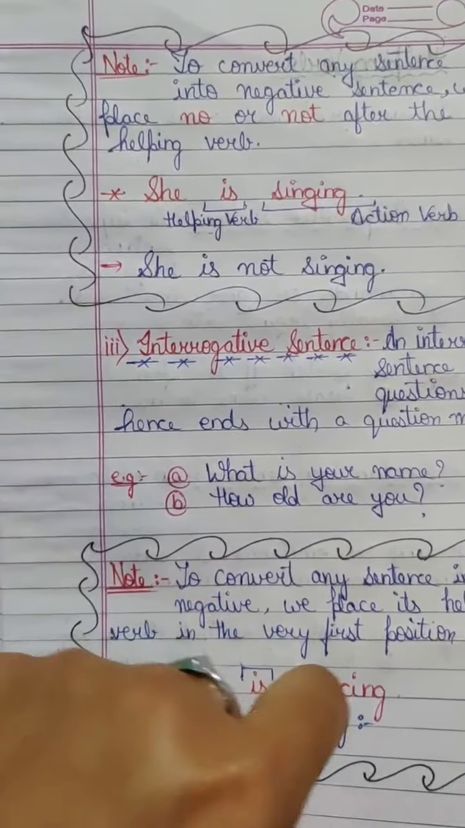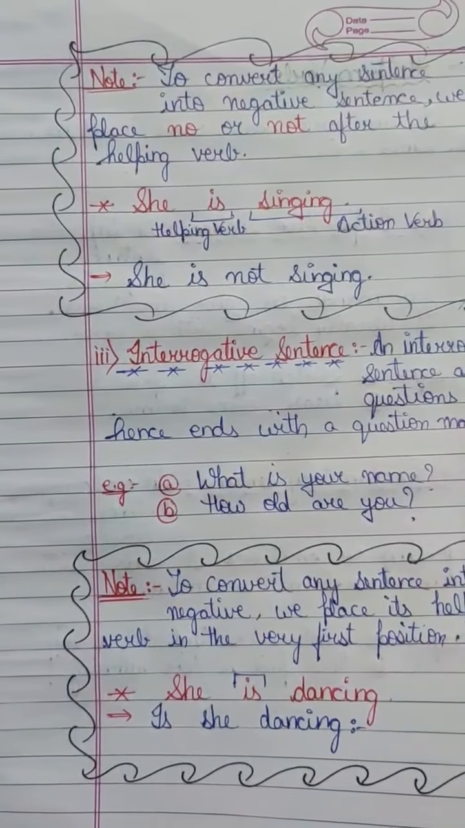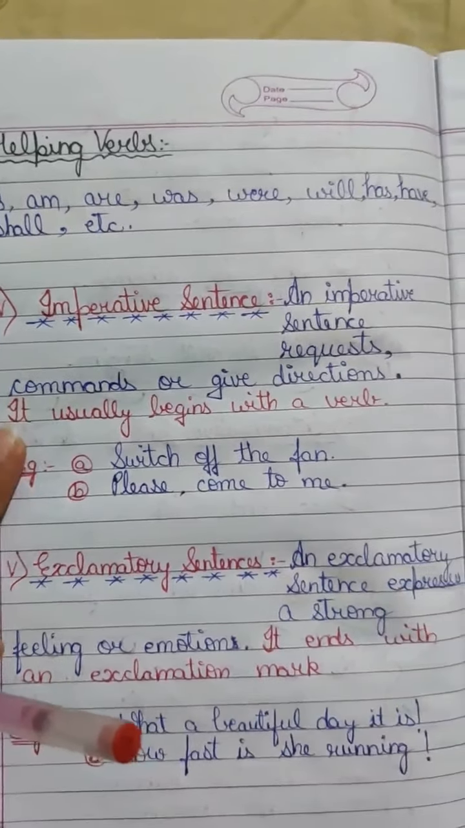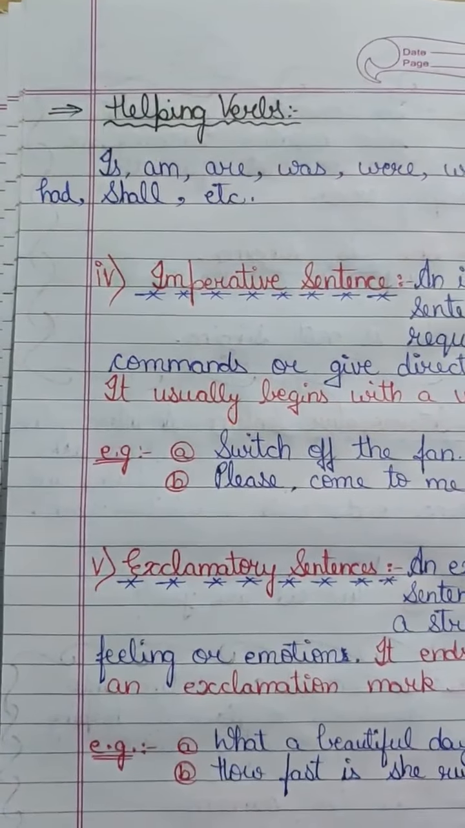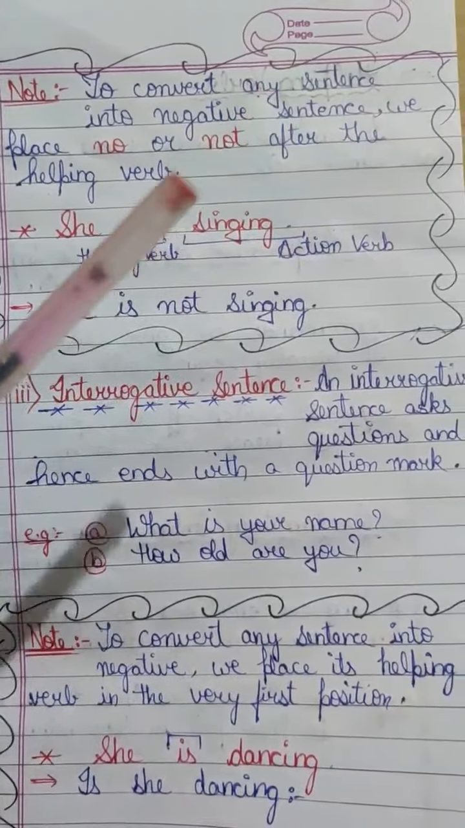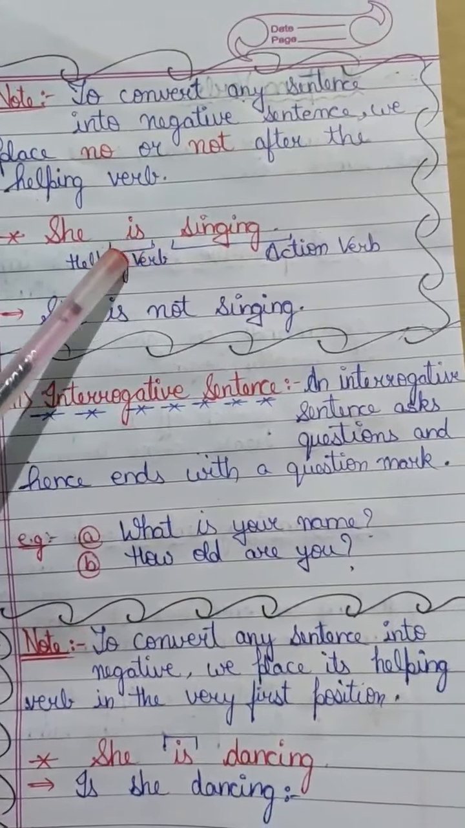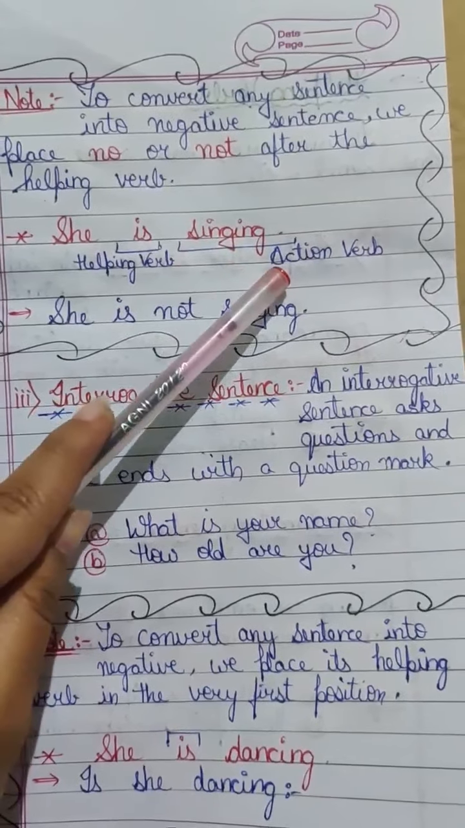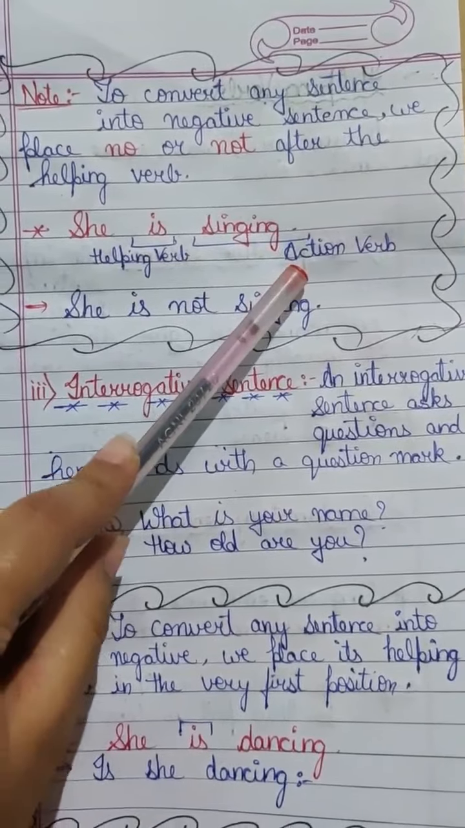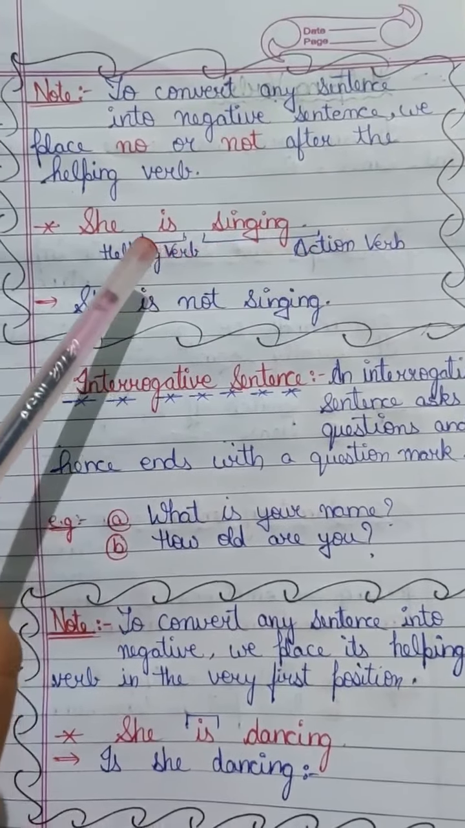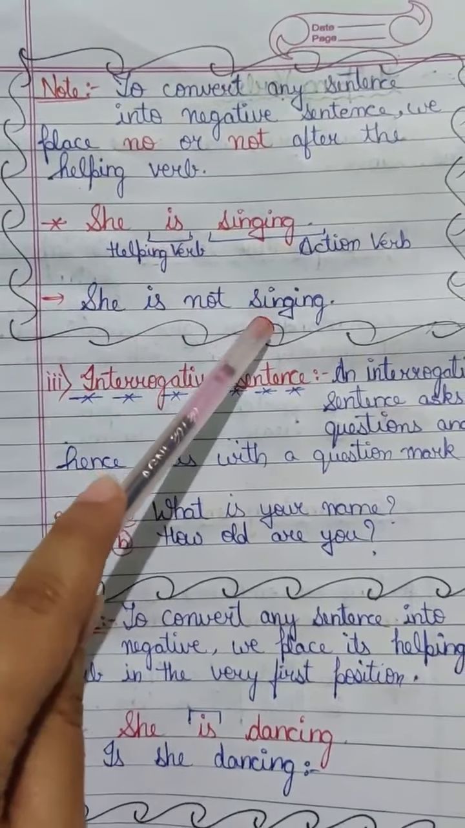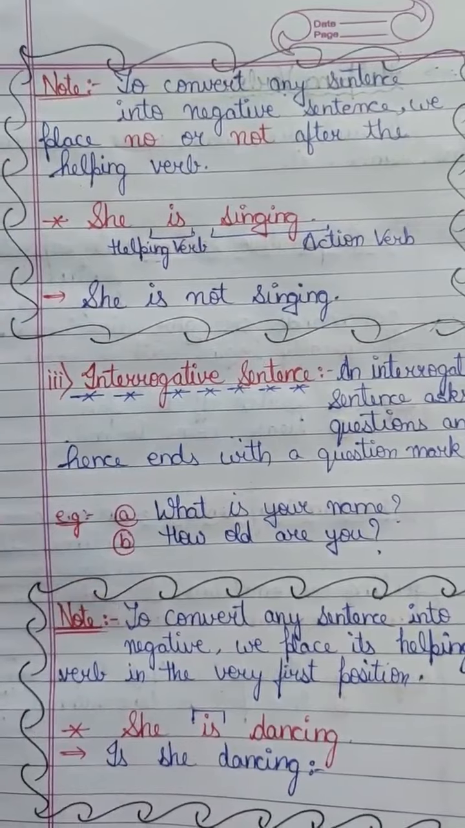We know what helping verbs are, okay? I have mentioned it here. Is, am, are, was, were, has, have, had, shall, etc. are the helping verbs. So how can we convert? There is a sentence, she is singing. Helping verb is "is", right? And singing is the action verb. Singing is also a verb, but it is an action verb. Therefore, we'll put not after the helping verb. She is not singing.